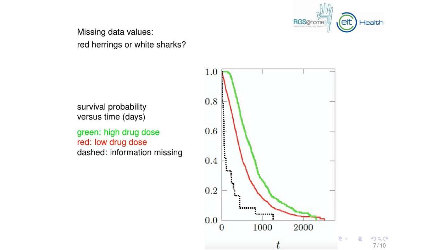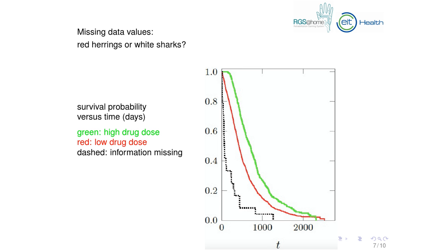There are also patients for which the information was missing. So we don't know what happened to them, whether they got the high drug dose or the low drug dose. And naively, you could assume that they were missing this information at random. So they could be either from this group or from that group, which means that the curve for those people would be somewhat in between the red and the green.